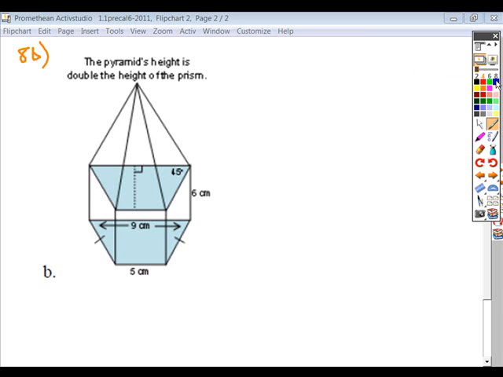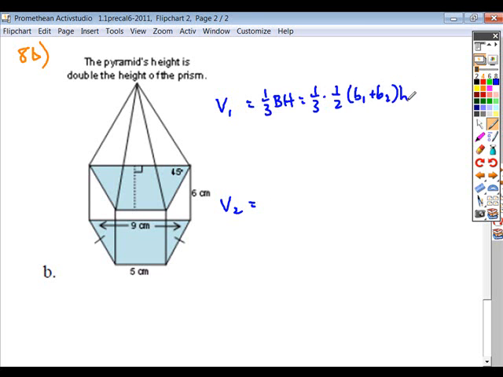If we take a look at 8b, and we have this solid, we're asked to find its volume, and it's the combination of a pyramid on top of a prism. So we're going to have two volumes here that we need to take into consideration. The first volume is a pyramid, so the volume formula is 1/3 BH, where B, capital B, is the area formula for our trapezoid. So it's going to be 1/2 the sum of the bases times the height of that trapezoid, and then the whole thing times H, capital H, the height of the solid itself.